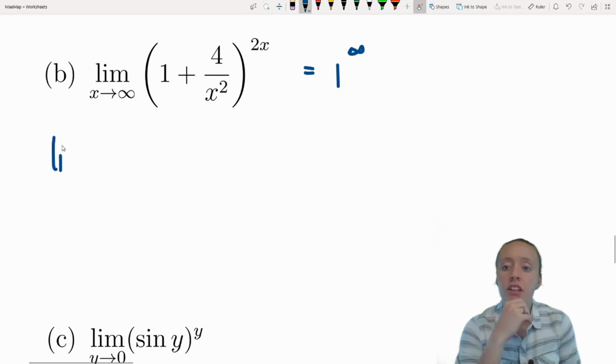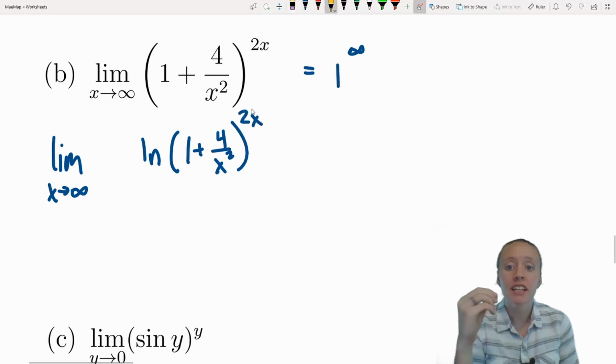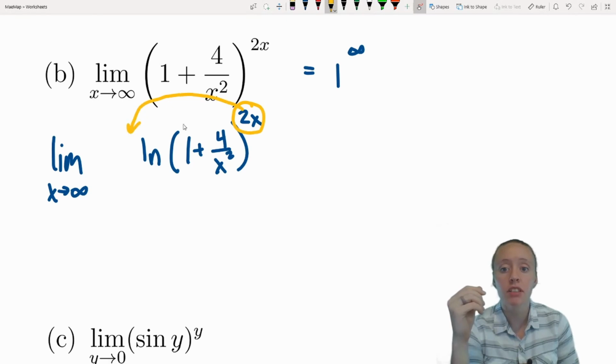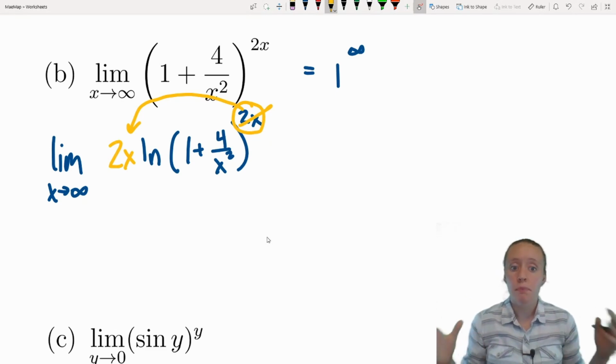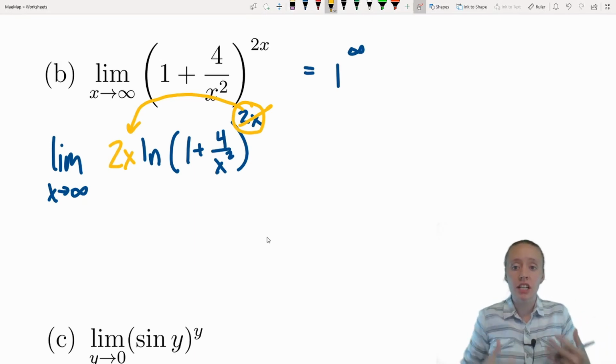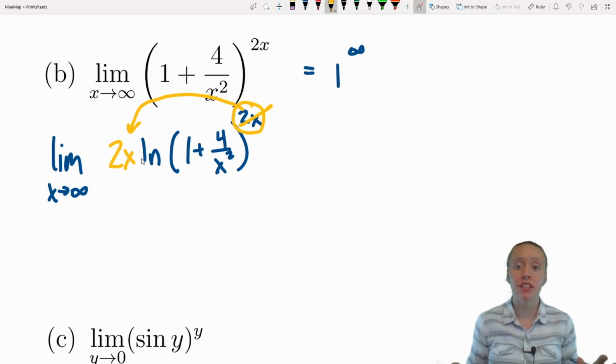So if I have the limit as x approaches infinity of the natural log of 1 plus 4 over x squared, all raised to the 2x, when I take the natural log of this, my exponent can be brought down in front. So I'll have 2x times the ln of 1 plus 4 over x squared. But wait a second. What I just did is I just introduced the natural log into my limit. So now I no longer have an equivalent limit because I completely changed the value of the function. However, think about the inverse of the ln. That's going to be e.